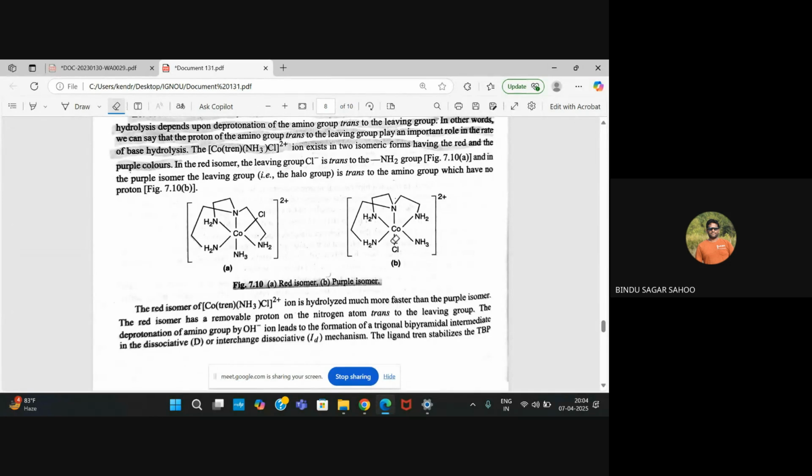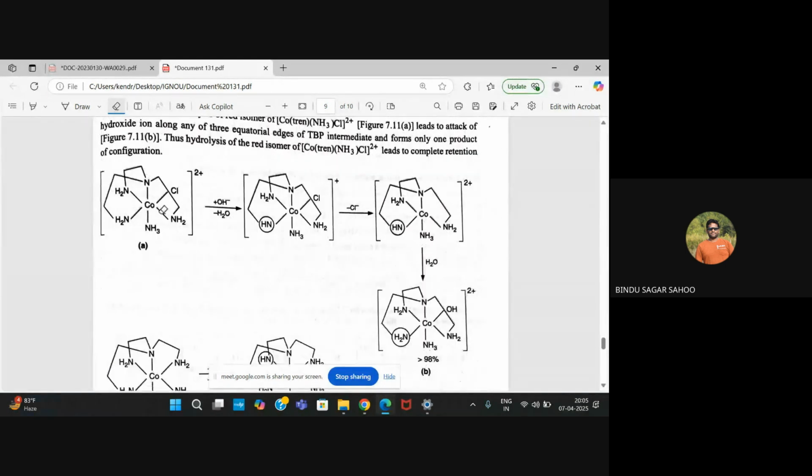But in this complex, in the direction opposite to chlorine, on the nitrogen there will be no presence of hydrogen. So the abstraction of hydrogen cannot occur here. The abstraction of hydrogen occurs from any of the other four places. So the red isomer can show base hydrolysis at a faster rate, because the fast step, step one, is the abstraction of proton, which can occur this way. When the proton is abstracted from this position, the nitrogen electron density shifts towards the cobalt, and the cobalt will repel this chlorine. It will easily be removed from the complex.